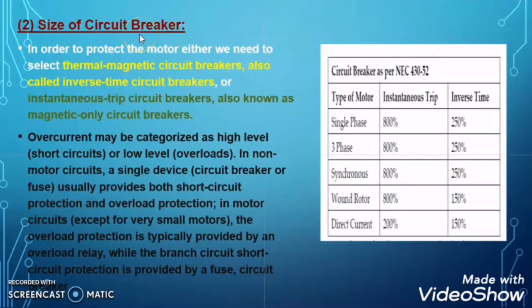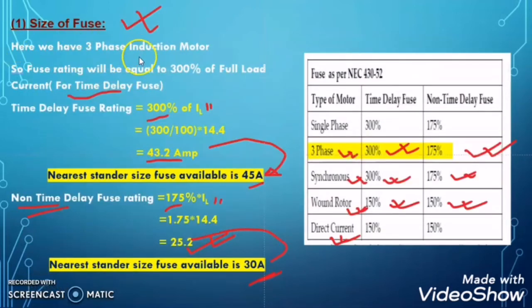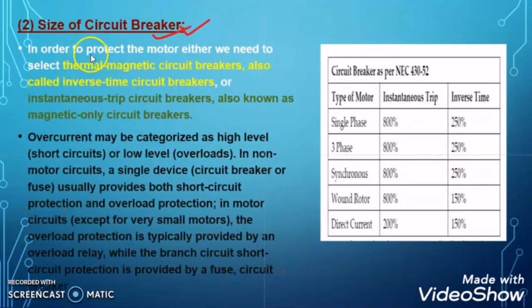Now let us move further to calculate the circuit breaker sizing. This is very important. Again, as I told you during the fuse selection, there are two types of fuse, and based on the fuse type there is a different calculation. The same is valid for the circuit breaker selection also. If the selection is an inverse time circuit breaker, then the calculation will be different. And if the circuit breaker selection is an instantaneous trip circuit breaker type, then the calculation will be different.